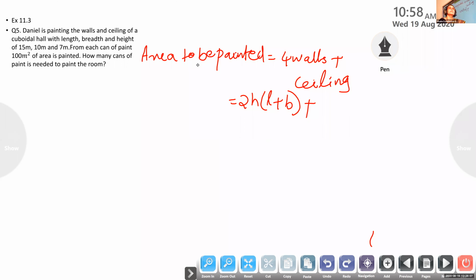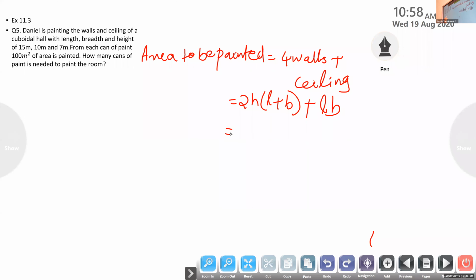Square. All sides are equal for your room. Rectangle. It is a rectangular hall, no? So a rectangular hall has a rectangular ceiling. So what is its area? LB. And the measurements are given.